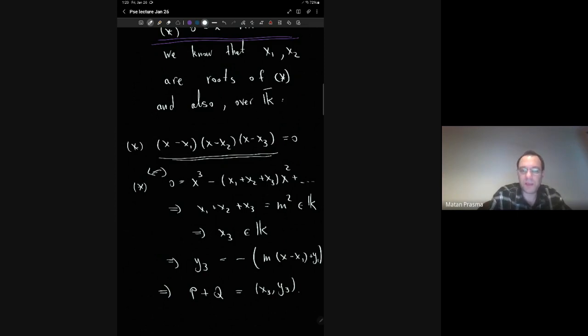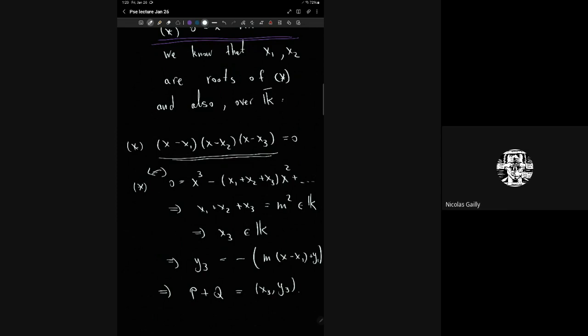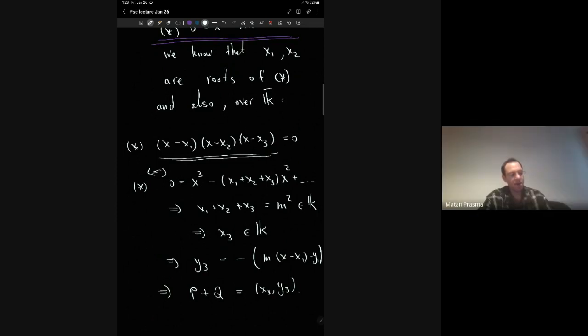Any questions about this case? Yes, Nicolas. I'm still unclear exactly, because the first star that you see here, you said it was defined over the algebraic closure, and then you say, okay, x3 must be in k, not the algebraic closure. And I'm not sure how you made this jump. How did you pass from the algebraic closure to k?